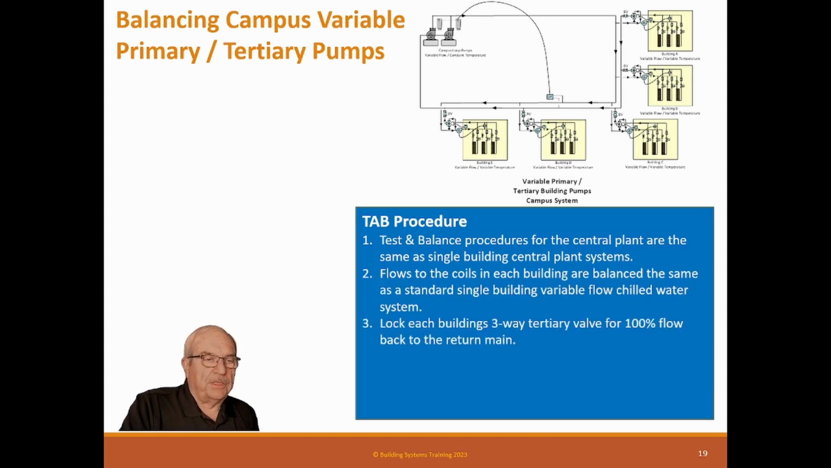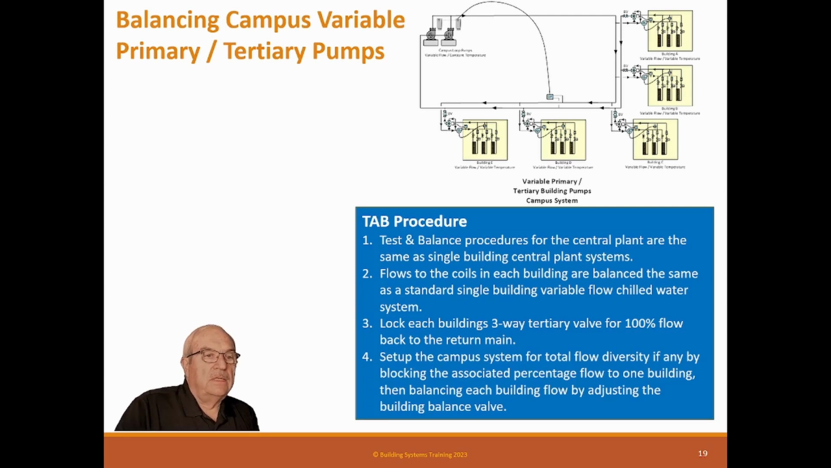Those are explained elsewhere. Lock each building three-way tertiary valve for 100% flow back to the main return. So basically, we're locking it so it goes through the system. Set up the campus system for total flow diversity, if any, by blocking the associated percentage flow to one building, then balancing each building flow by adjusting the building balance valve.